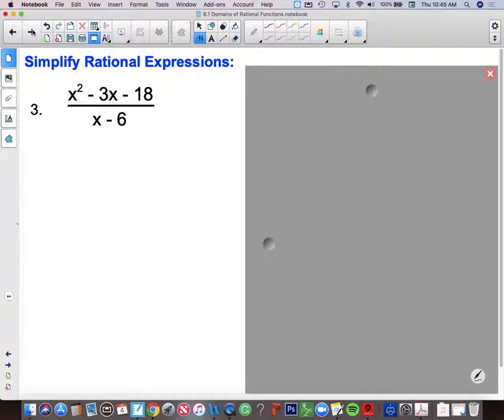What I see a lot of kids do with these is they're like, oh, I have an x there and an x squared in the front, so let's just cancel one of those out and we'll have an x there and that's gone. That's not the way you want to do that. Okay, don't do that. That's the number one thing that I see go wrong with these.